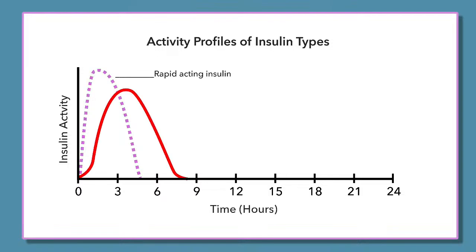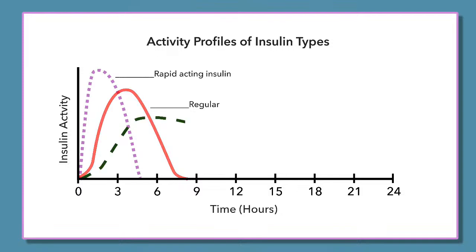Now look at the next curve. This is regular insulin. Regular insulin is also known as short-acting insulin. It has an onset of 30 minutes. It peaks in 2 to 4 hours, and its duration is 6 to 8 hours. Remember, regular insulin is the standard we can give IV.